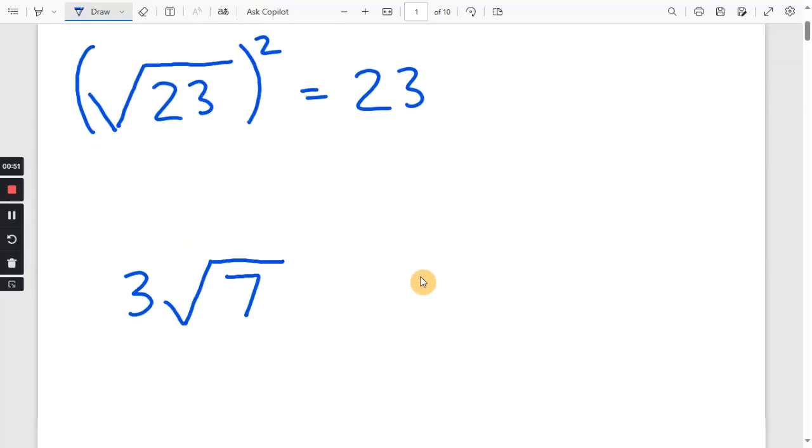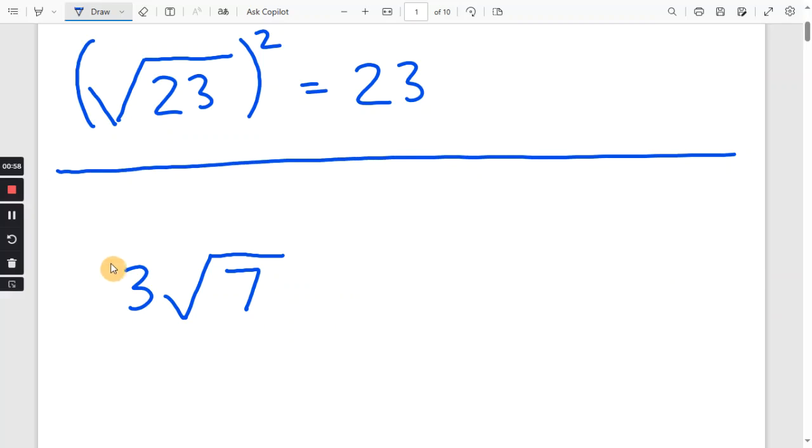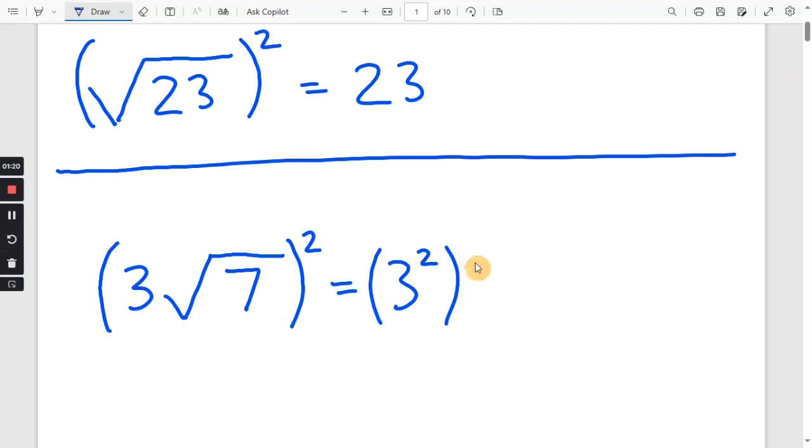Now, let's say you have a number with a square root, a number that's not under the radical, and a number that is under the radical. When you square that, yes, you do multiply it, but the first step is to square each one individually. So the 3 gets squared, and also the radical 7 gets squared. And those are going to be multiplied by each other.